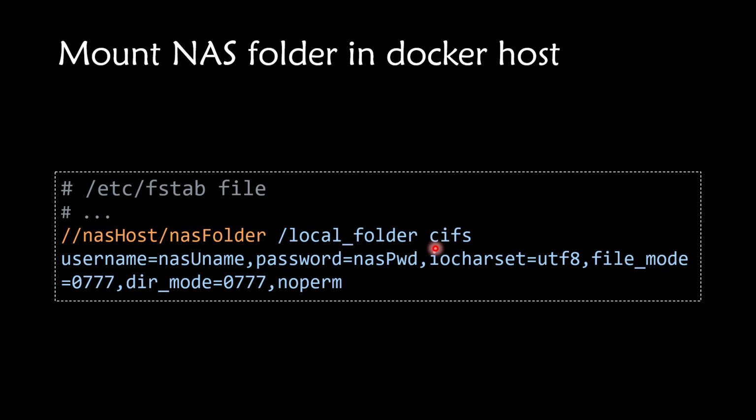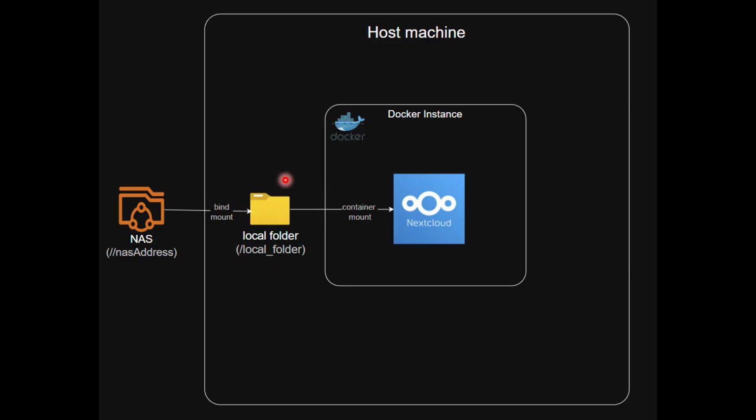Since it's a CIFS mount, the type of mount is cifs. This is the username and password of the NAS, and this is the iocharset. File mode is read and write, and directory mode is read and write, and that's it. Using this command, you can now mount the NAS folder as a local folder in the Docker host. And once you have the NAS folder as a local folder, you can use the same Docker mount technique to mount this local folder as a Nextcloud container volume.